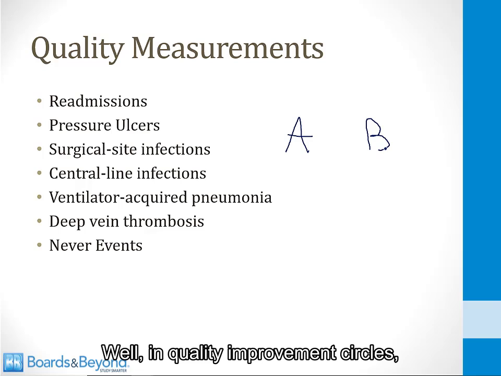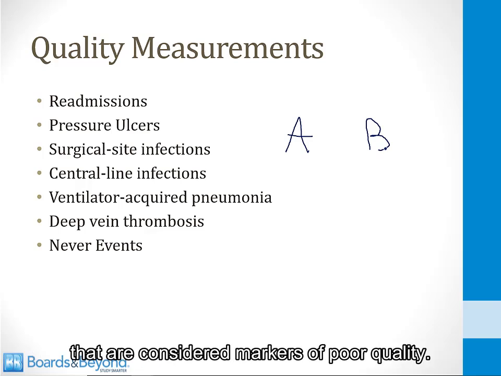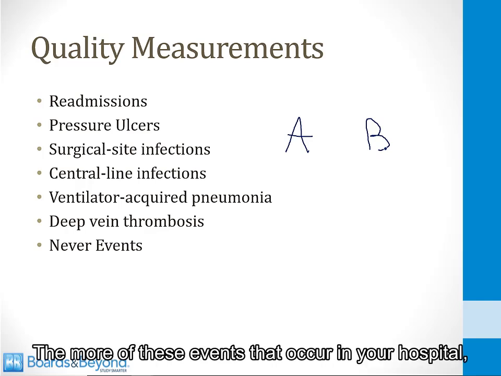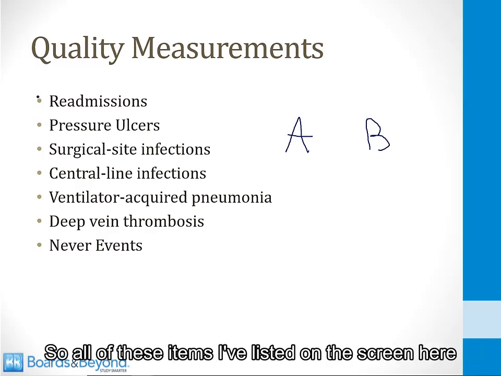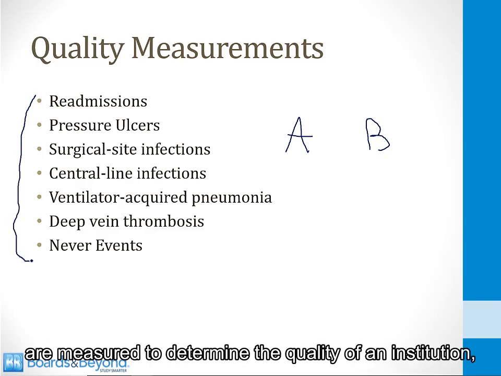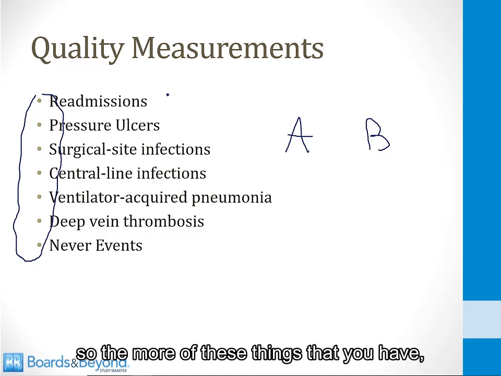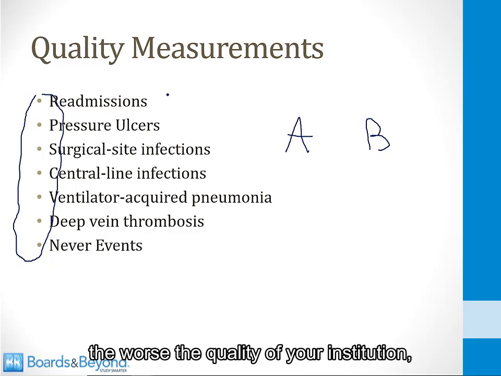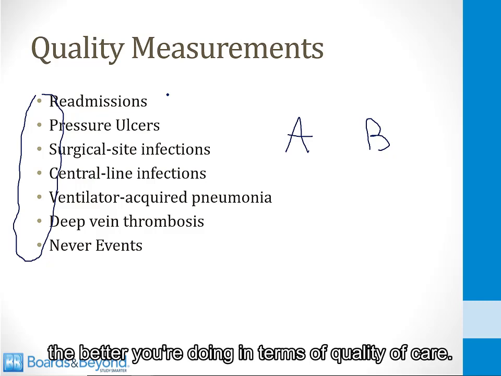Well, in quality improvement circles, there are certain events that occur within the hospital that are considered markers of poor quality. The more of these events that occur in your hospital, the worse the quality of your hospital is determined to be. So all of these items I've listed on the screen here are measured to determine the quality of an institution. They're all considered markers of poor quality. So the more of these things that you have, the worse the quality of your institution. The fewer of these that you have, the better you're doing in terms of quality of care.